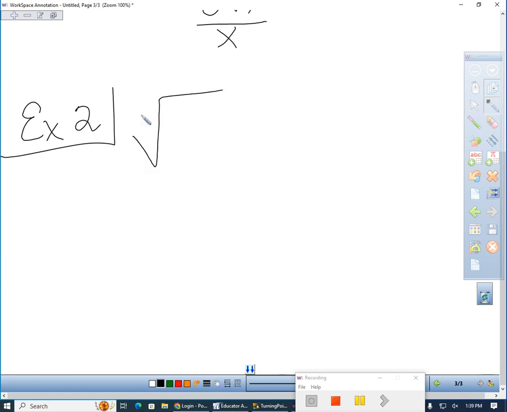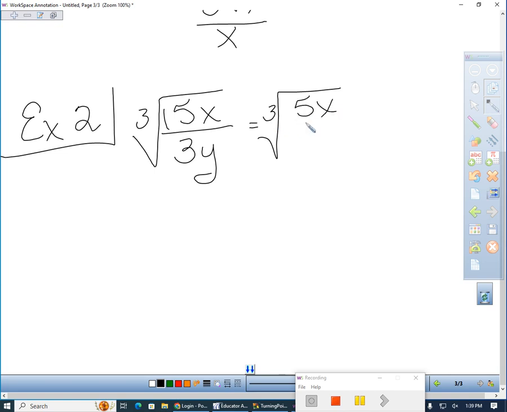Let's try the cube root of 15x over 3y. So technically, we want to reduce that fraction first. So we have the cube root of 5x over y. Now, when they're all inside a cube root, that's the same as saying I have the cube root of the top over the cube root of the bottom.